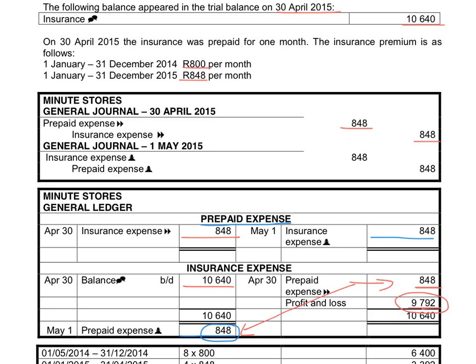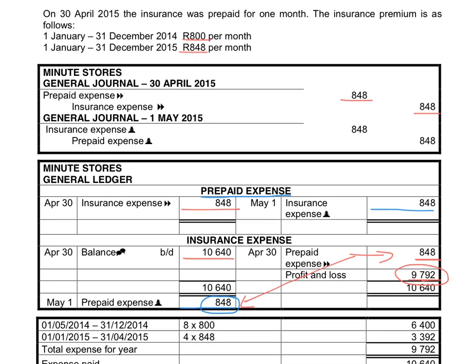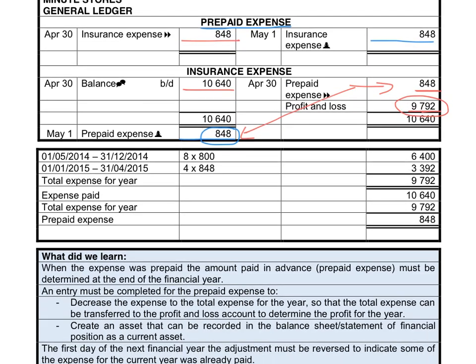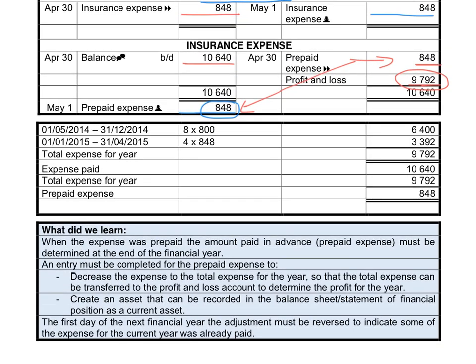If we want to calculate and to determine if the amount is really 848, we can say that on the 1st of May 2014, the first day of the financial year, up to the 31st of December, was 8 months that the amount was 800 Rand, so that gives me 6,400. Then we paid up to the end of April, 4 months times 848 gives me 3,392. So the total amount is the amount that must go to the profit and loss, and that is the figure that we showed there for the profit and loss.